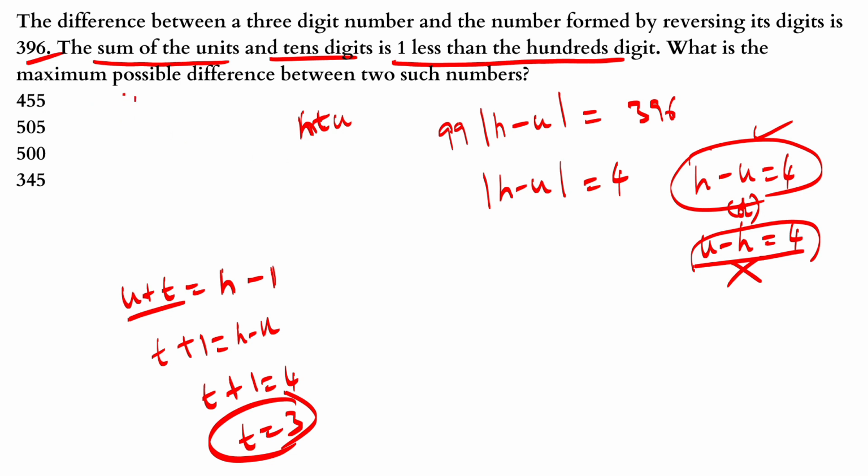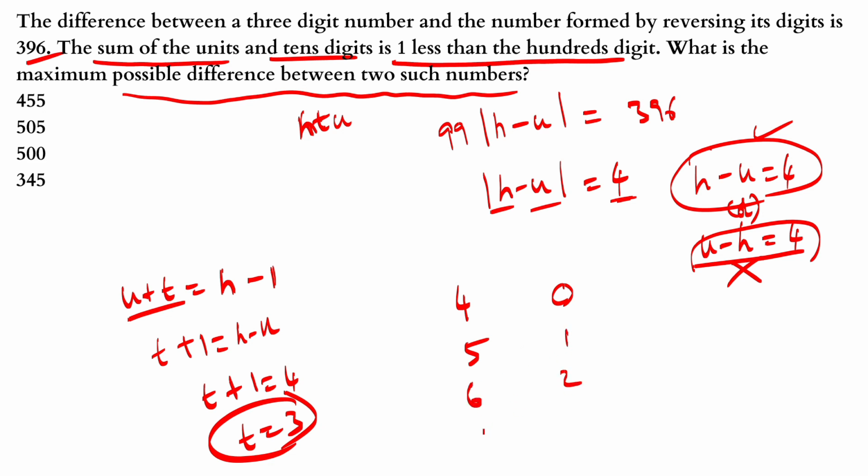We want the maximum possible difference between two such numbers. So t is equal to 3. We will just adjust the values of h and u. If h is 4, then u will be 0, right? h is 4, u will be 0 in order to satisfy this one. And if h is 5, u will be 1; 6, 2; 7, 3; 8, 4. If h is 9, u will be 5. The value of t remains the same, which is 3.